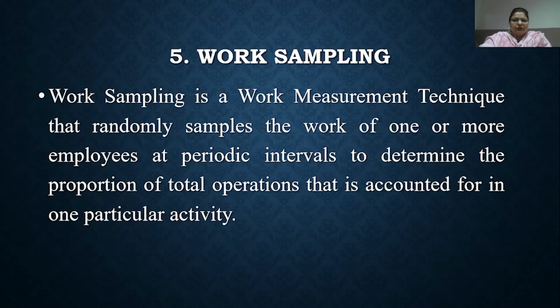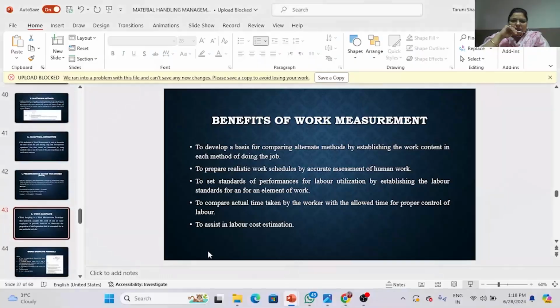Next method of work measurement is work sampling. Work sampling is a work measurement technique that randomly samples the work of one or more employees at periodic intervals to determine the proportion of total operations that is accounted for in one particular activity.